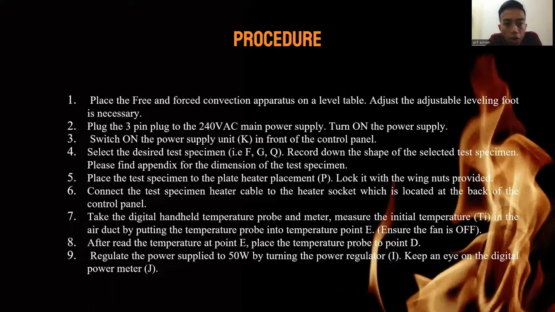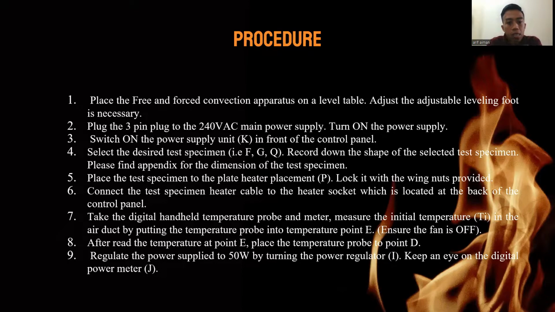Next, for the experiment procedure, there are 16 steps. Number 1 is to place the free and forced convection apparatus on a level table and adjust the leveling feet if necessary. Second, plug the 3-pin plug into the 240 volt AC mains power supply and turn on the power supply. Next, switch on the power supply unit at the front of the control panel.